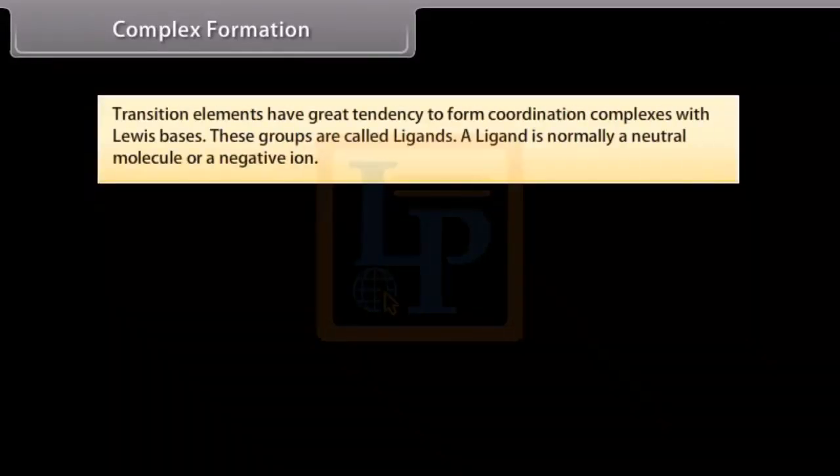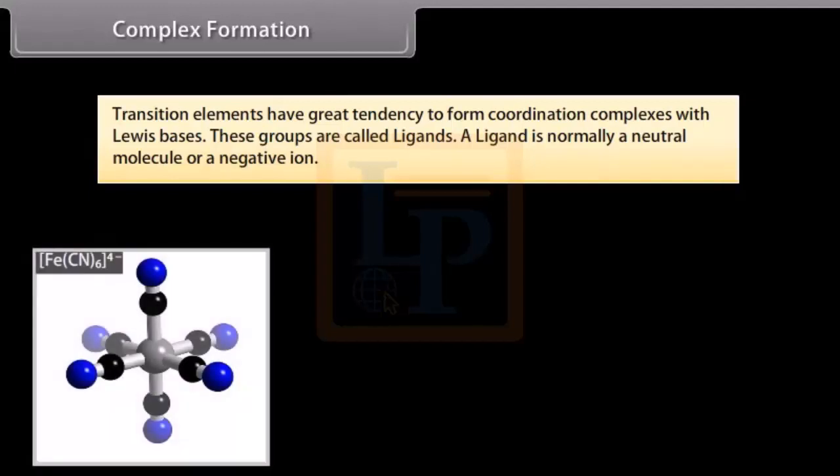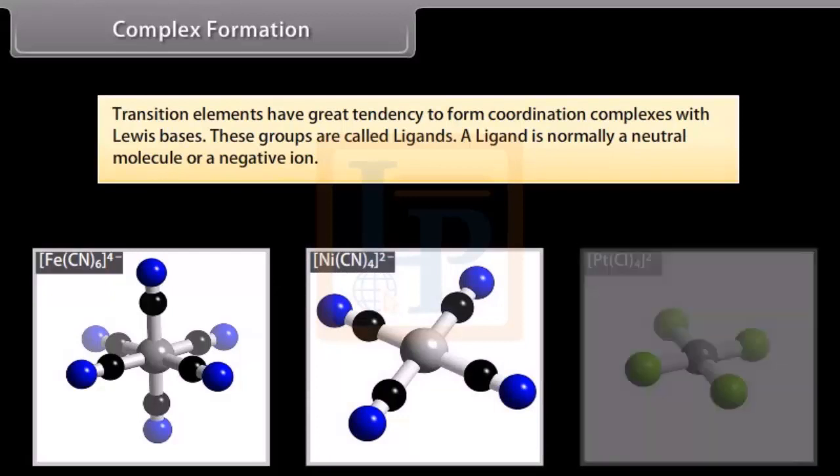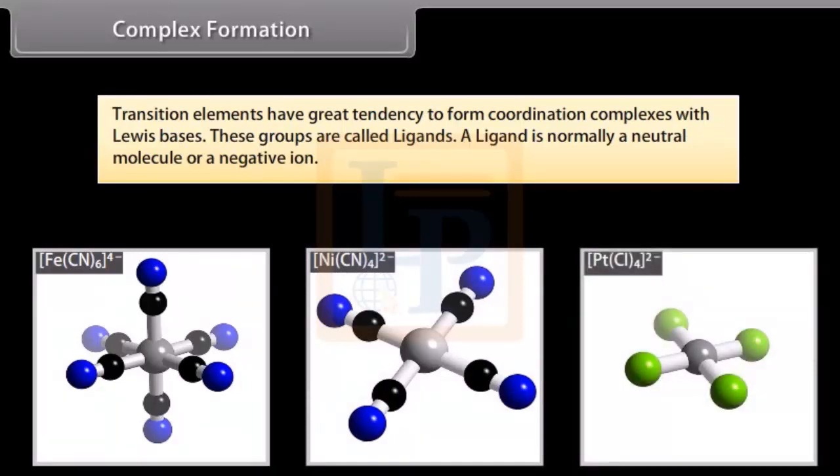Complex formation. Transition elements have great tendency to form coordination complexes with Lewis bases. These groups are called ligands. A ligand is normally a neutral molecule or a negative ion. For example, [Fe(CN)6]4-, [Ni(CN)4]2- and [PtCl4]2-.